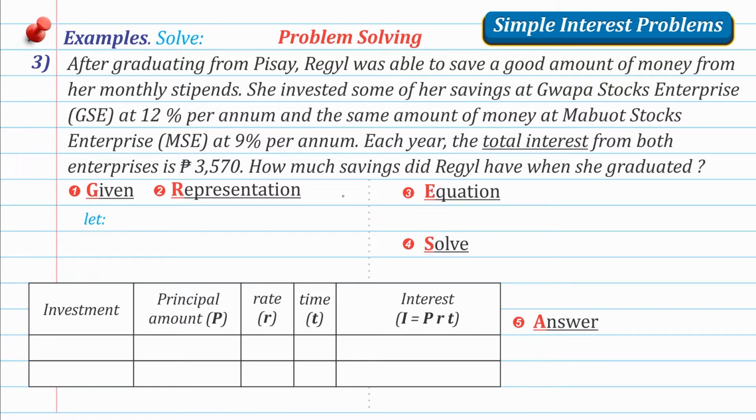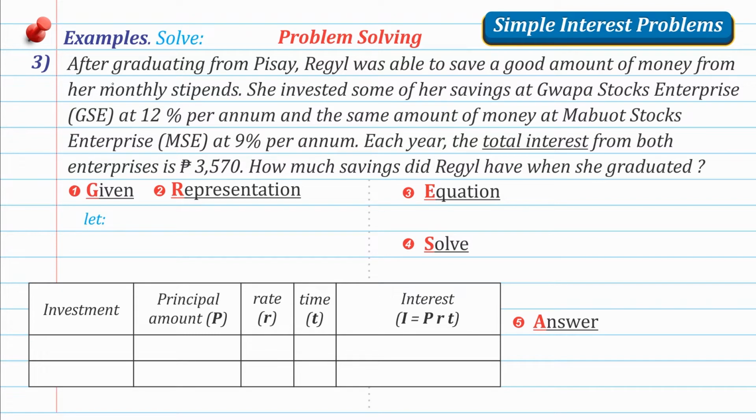Multiple investment problems is probably one of the longest problems that you will ever see. Now, that means it's very important that you read problems carefully, make sure that you identify each given, and be careful, of course. Let's read and solve example number 3.